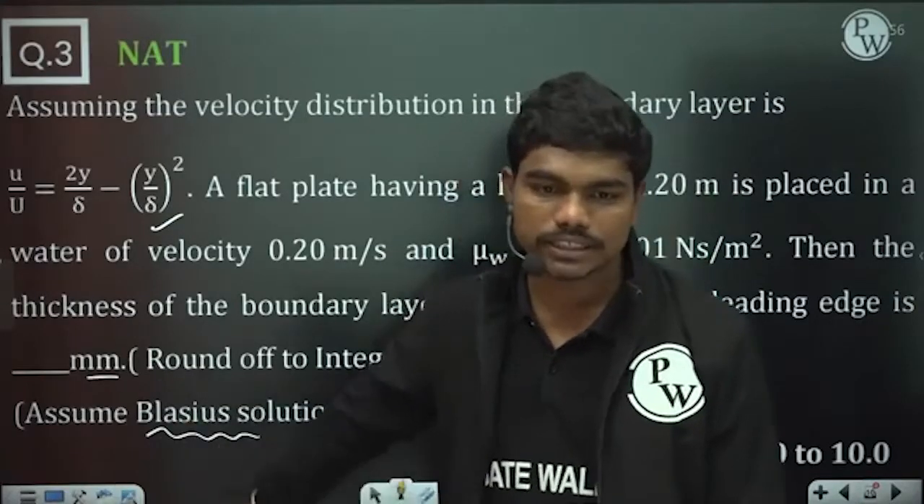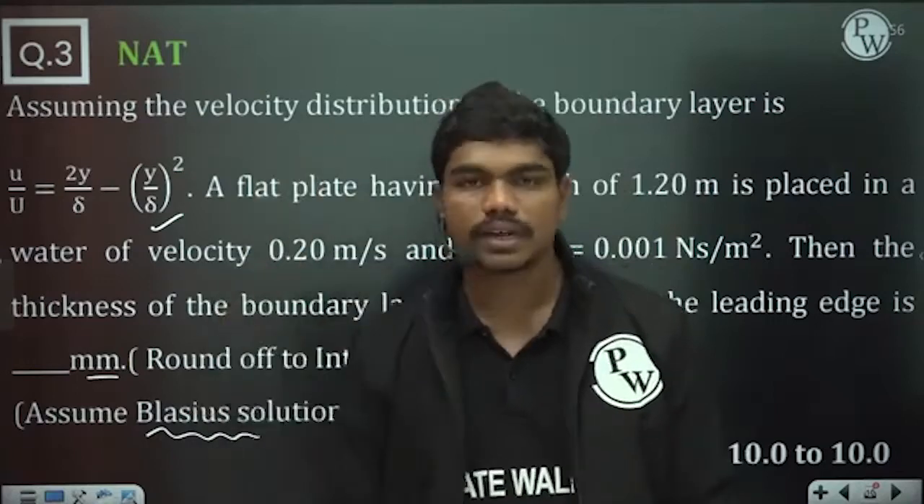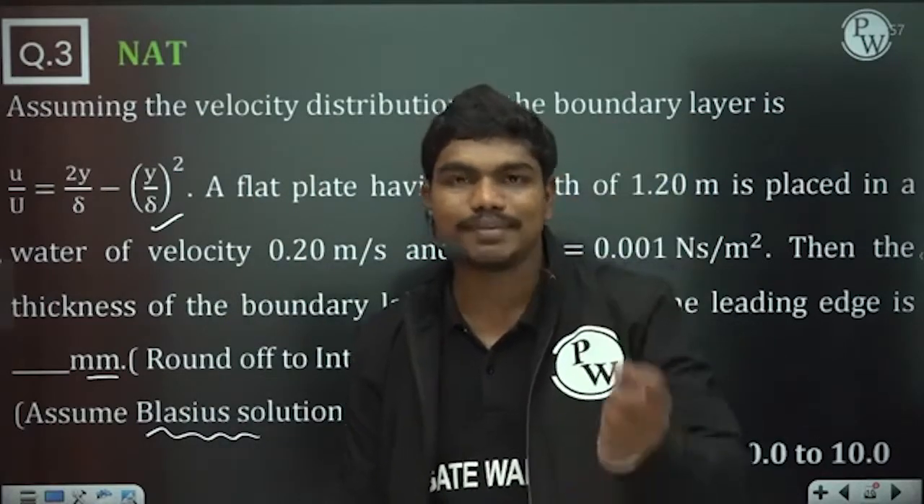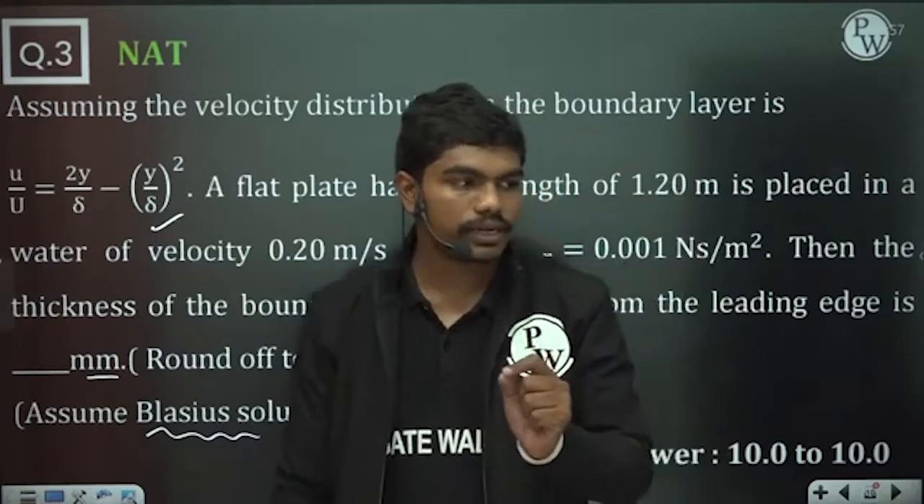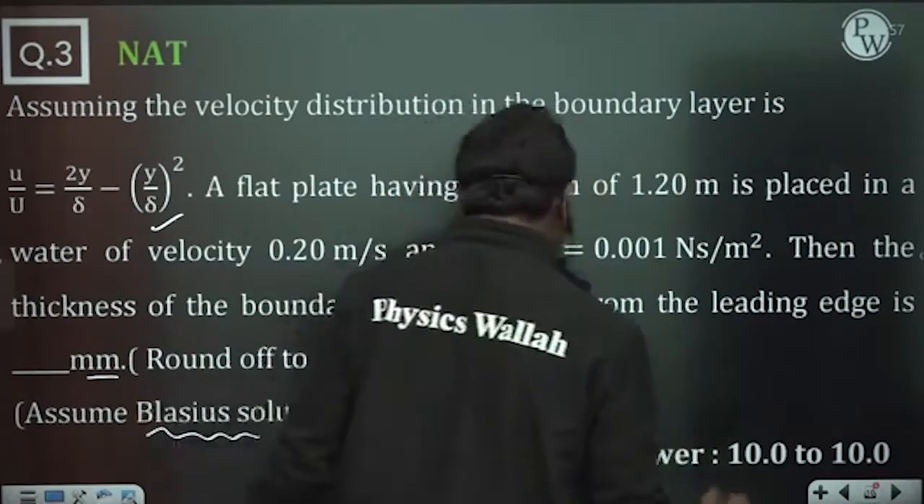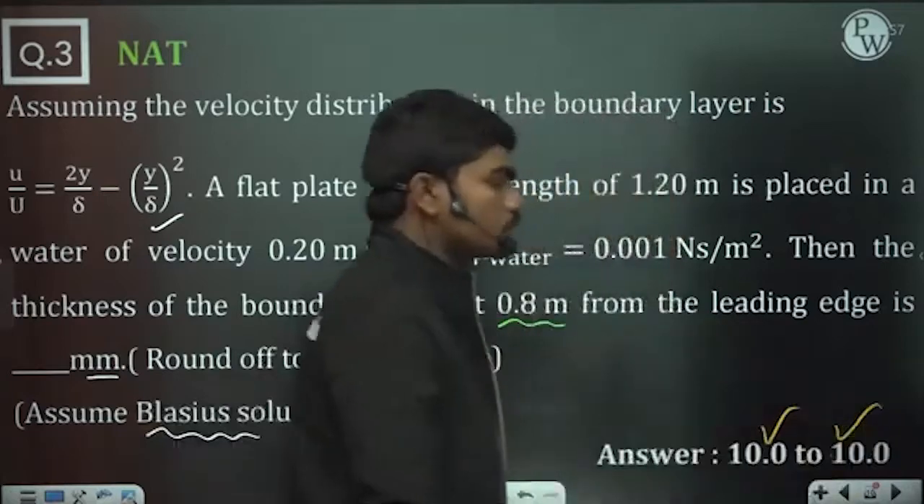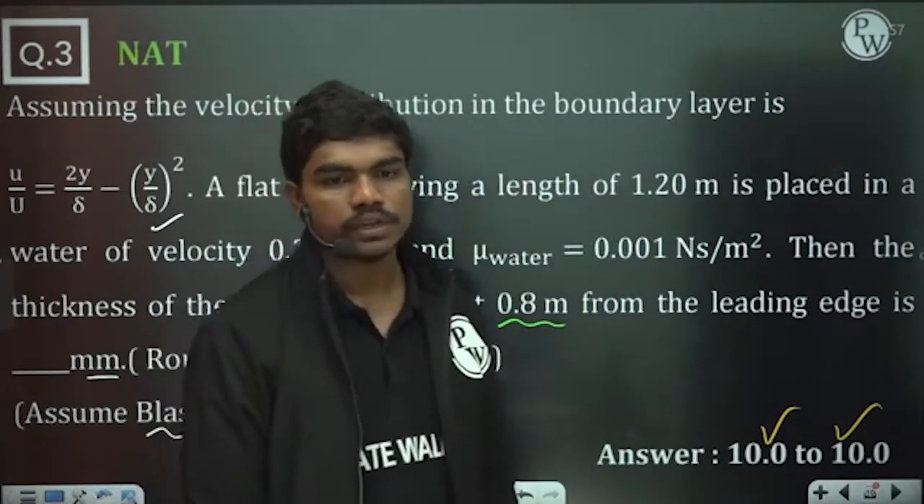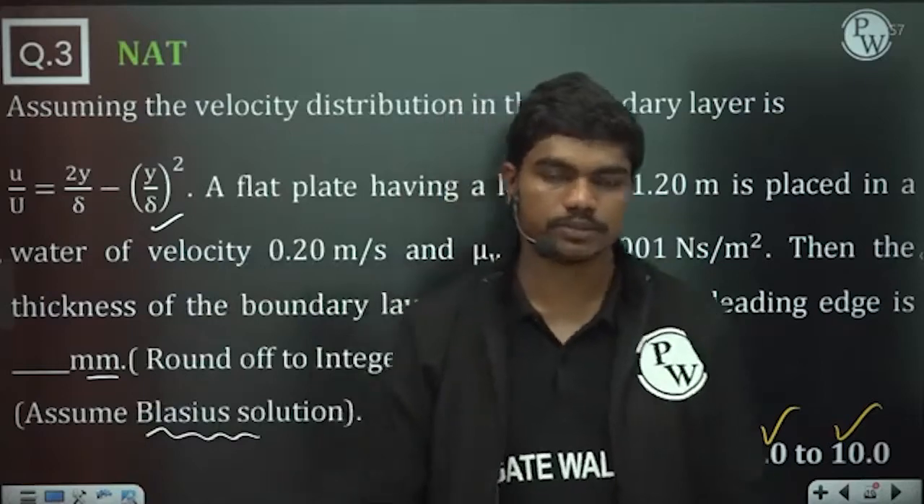In general, if Blasius is not given, yes, you need to go for the von Karman integral equation. From there, you need to evaluate some expression for the delta value. So 10 mm, in mm, 10.0. Clear? It's just a simple question by taking the Blasius approximation, of course.